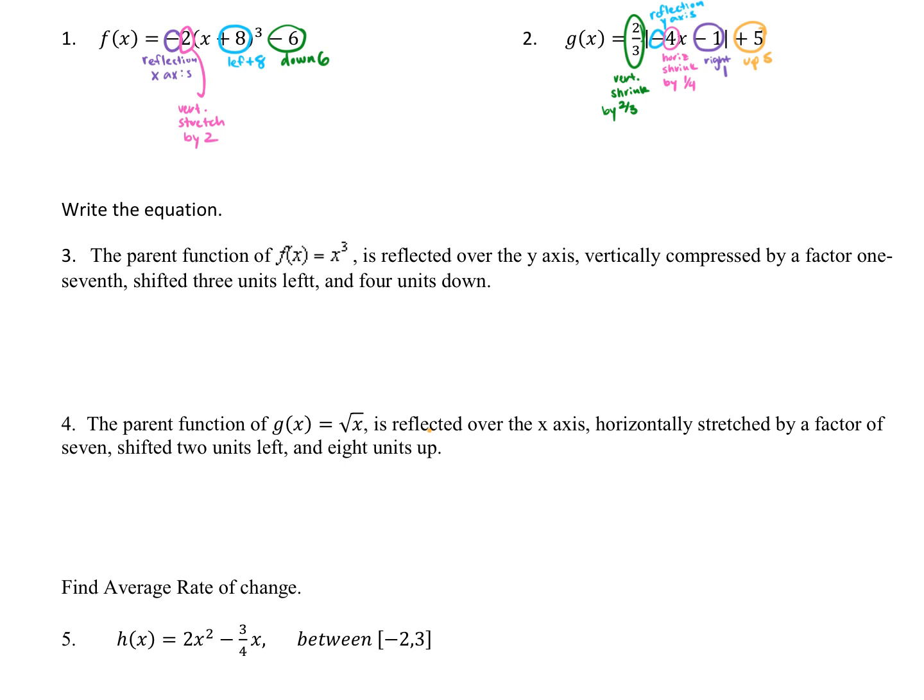So 4 says the parent function is the square root of x. It's reflected over the x-axis, horizontally stretched by a factor of 7, and shifted 2 units to the left and 8 units up. So let's do one thing at a time. Reflected over the x-axis, a negative on the outside. So I'll just say negative outside. So we can do that first. I'll do one thing at a time. So I have the negative square root of x. That negative is on the outside since it's the x-axis.